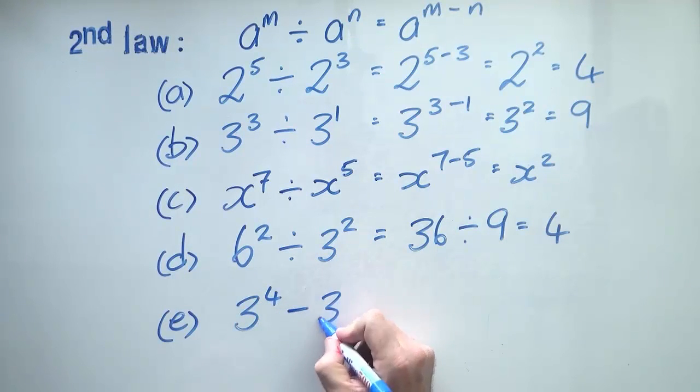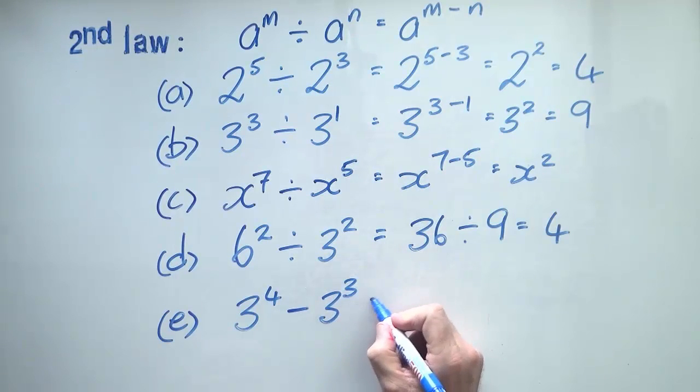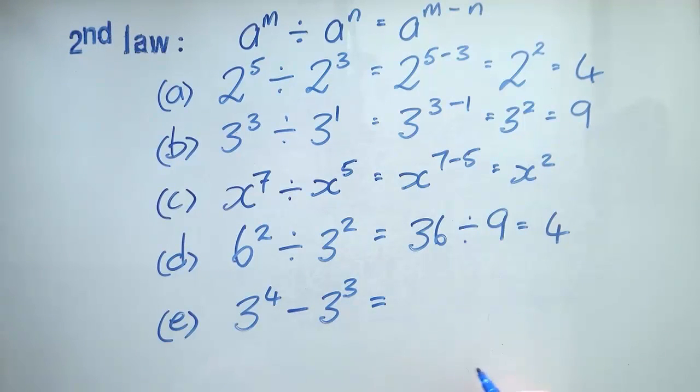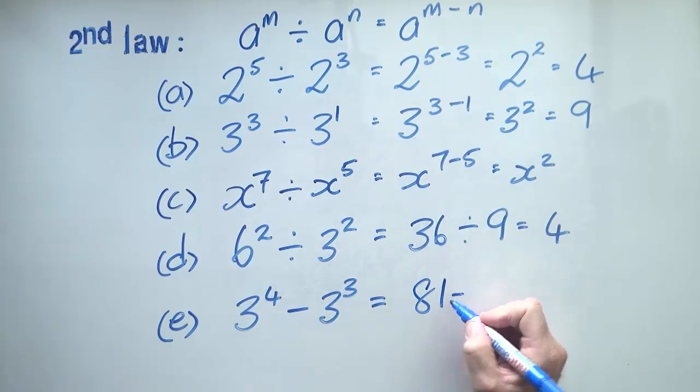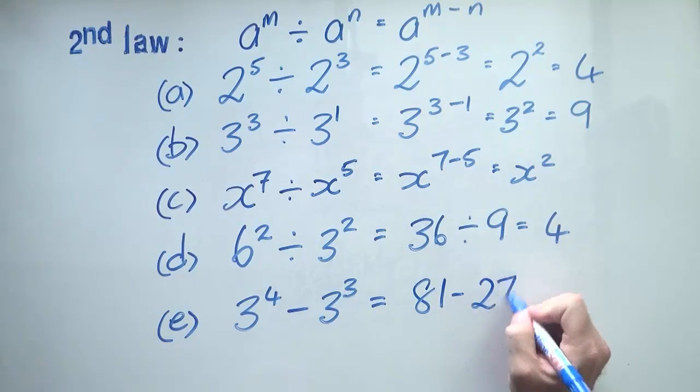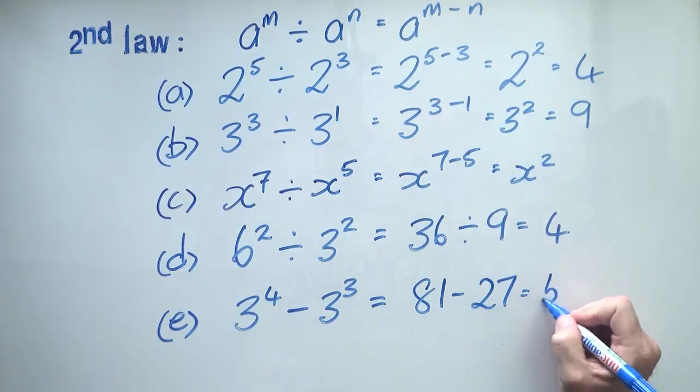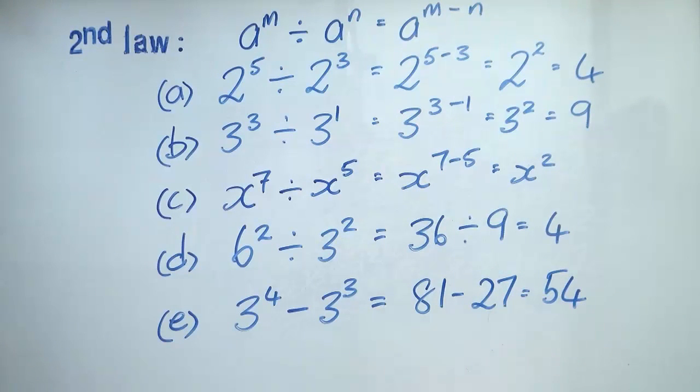Three to the 4th power minus 3 to the cubed. Here I have the same base, but I don't have a division sign. I've got a subtraction sign. I can't use the laws of indices. I'll use the order of operations to say 81 minus 27 equals 54.